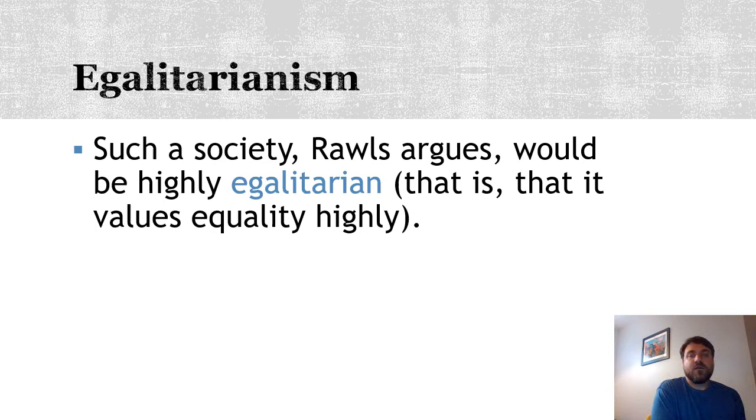And so, one of the important things to note about the way that Rawls's theory works is that such a society chosen from behind the veil of ignorance would be highly egalitarian. Okay, the word egalitarian means that it would value equality highly. The word comes from the French word égalité, which means equality. Okay, now I want to be clear here. We have to keep an idea of what egalitarianism is or what an equal society is and what it isn't. Okay, so if somebody talks about having an equal society or an egalitarian society, that is one that values equality highly, they do not mean having a society where everyone is equivalent to everyone else in every way. Okay, that is not what anybody reasonably means by saying that they want an equal society or an egalitarian society.